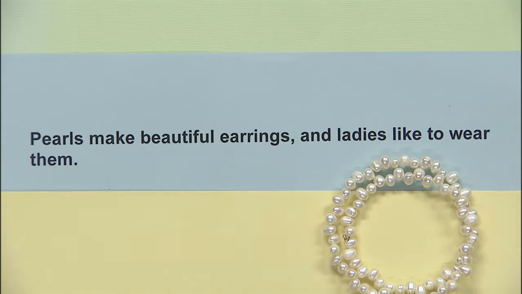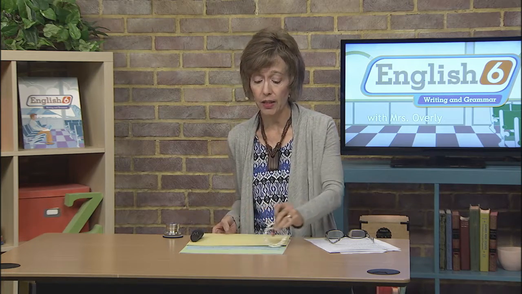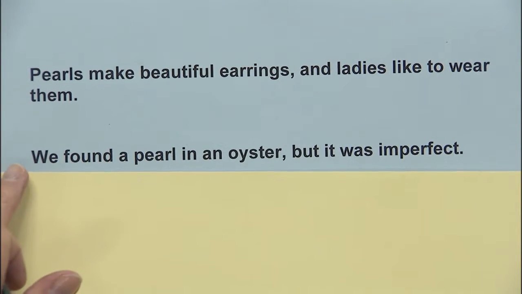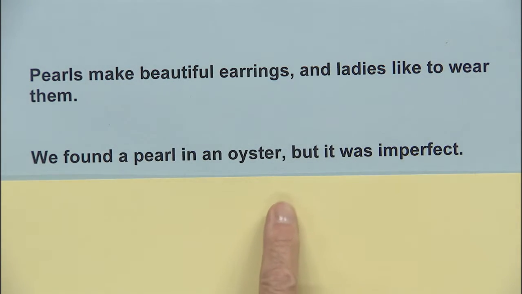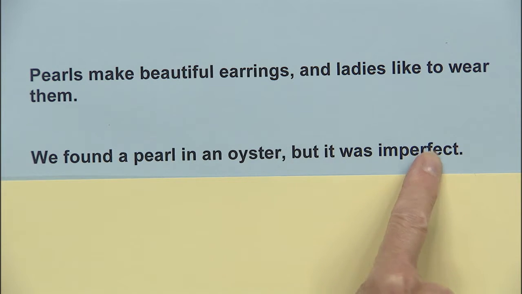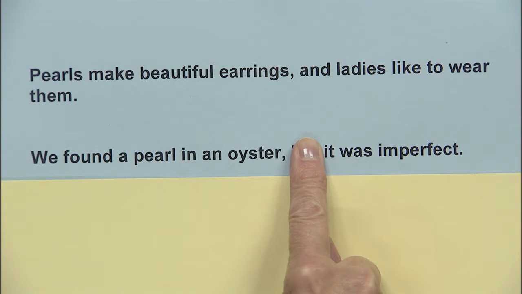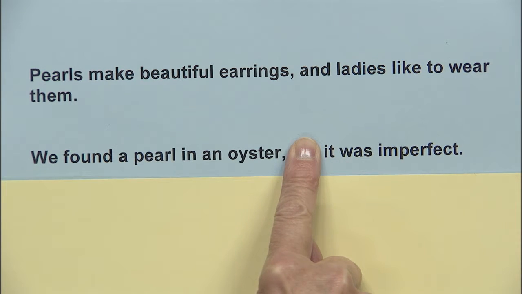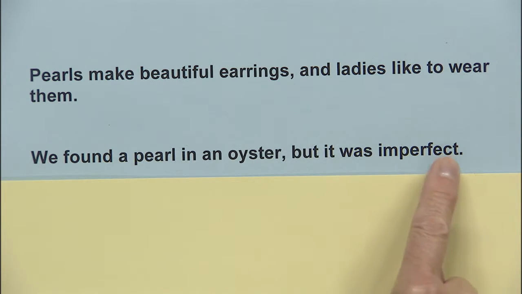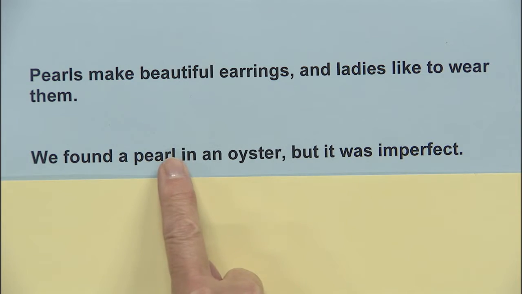Now, we also know that the conjunction but is used to show a contrast or a difference. So let me show you a sentence with that coordinating conjunction in it. We found a pearl in an oyster, but it was imperfect. Again, I know that this is a compound sentence. I can cover that conjunction up with my finger and I find a complete sentence on either side of the conjunction, and we can see that the second part of the sentence gives us a contrast or it shows a difference.